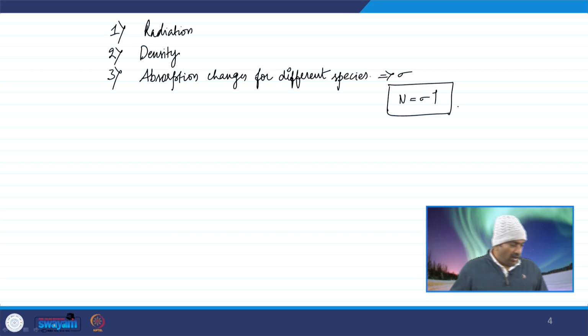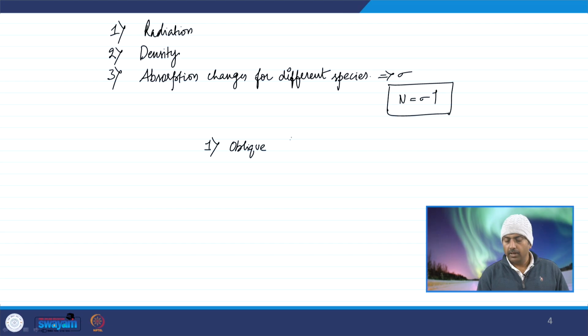So, in Chapman's theory, what we are going to do is obtain the mathematical treatment for a production layer for a few basic assumptions. Number 1, this mathematical treatment is going to be valid for a production layer for oblique incidence. Number 2, for an atmosphere which is horizontally stratified. What does it mean?